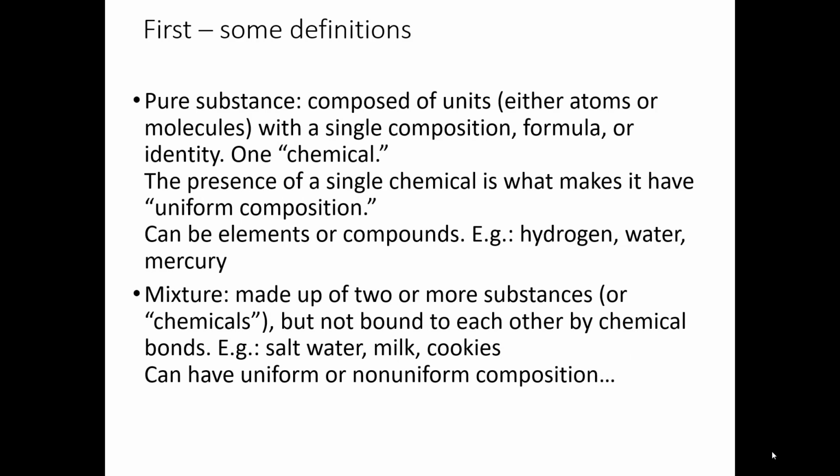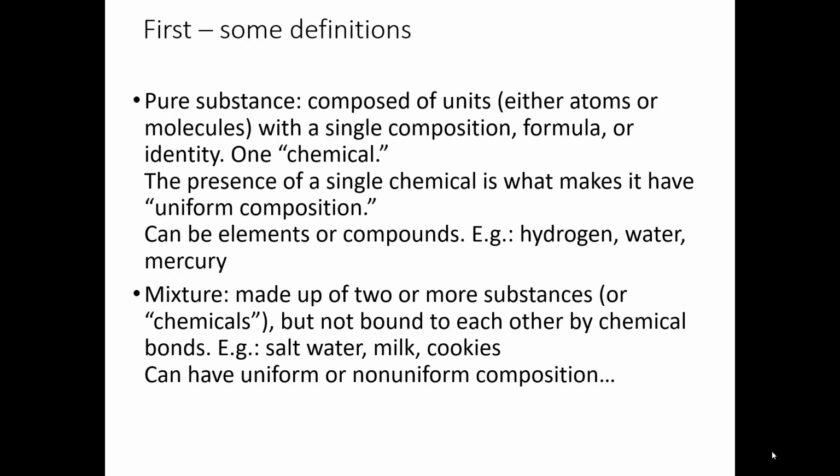Some more definitions. All right, a pure substance would have to be something that's composed of units that have a single composition, formula, or identity. It's considered one chemical, okay? And so that single chemical can be either single atoms or it can be molecules, and those molecules can be either the same element or they can be a compound. But the whole idea is that you've got one thing with one formula and one identity, okay?